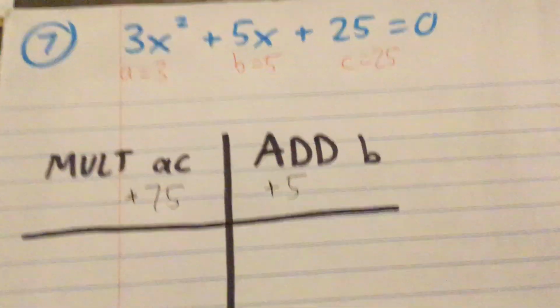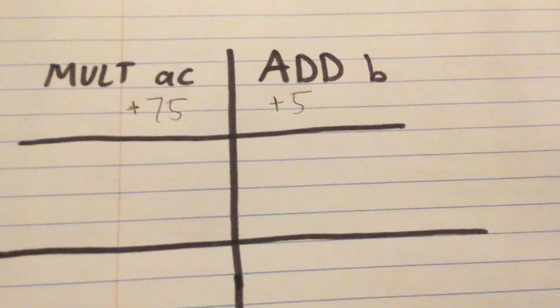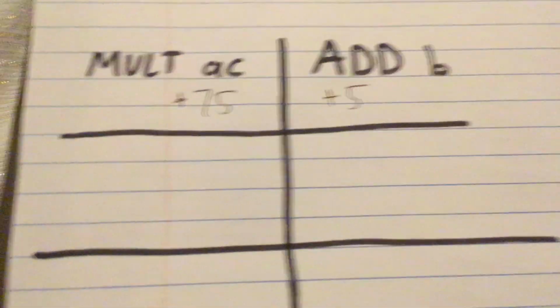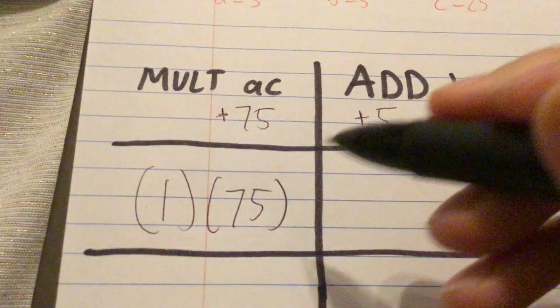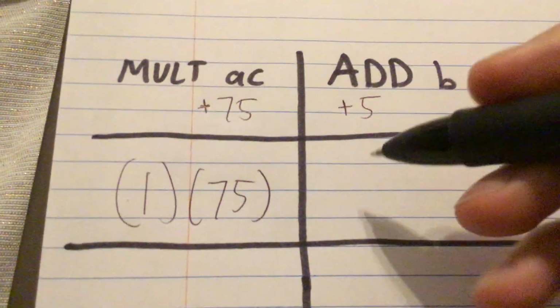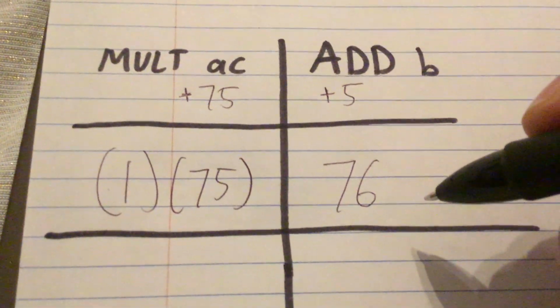So let's give this a shot. I'm going to try. All right, 1 times 75. 1 times 75 is 75. 1 plus 75 is 76.